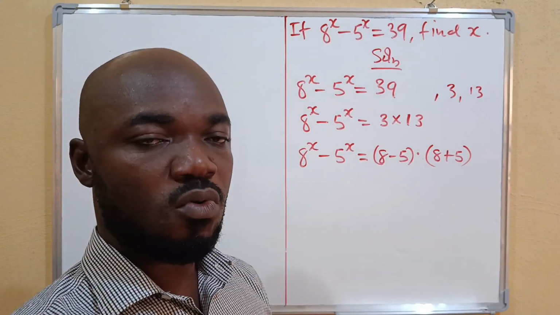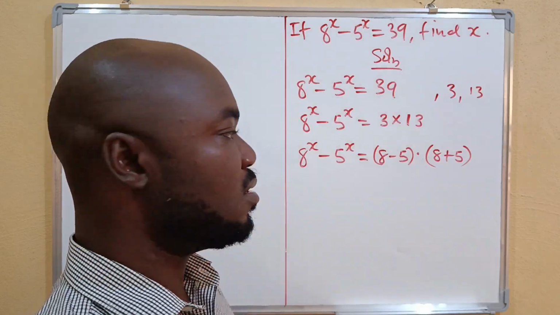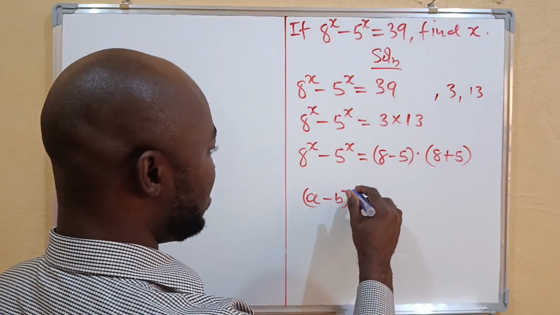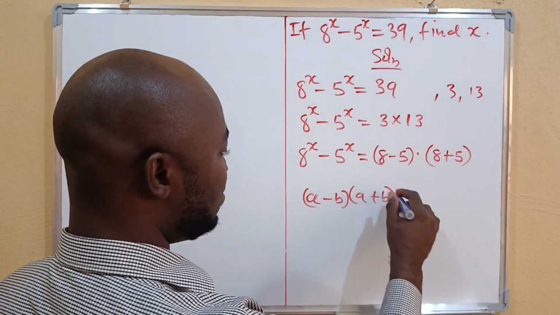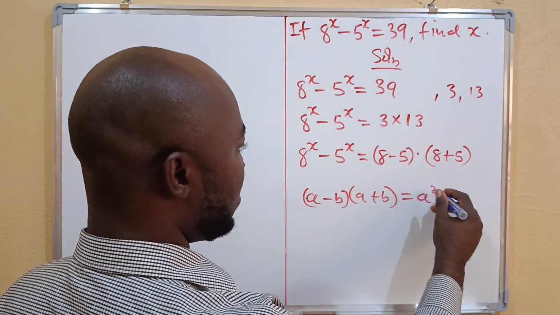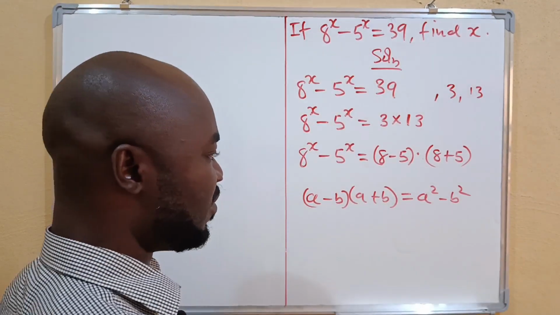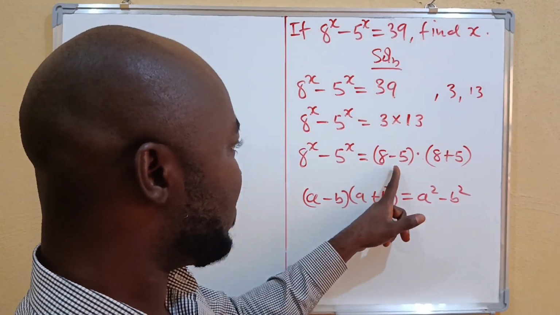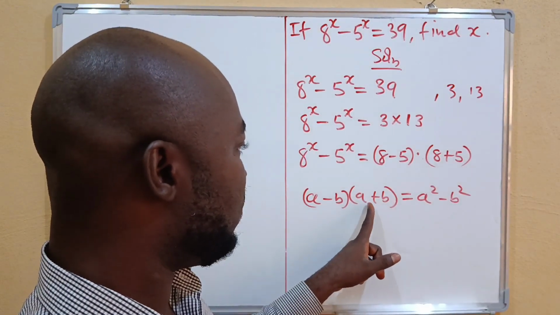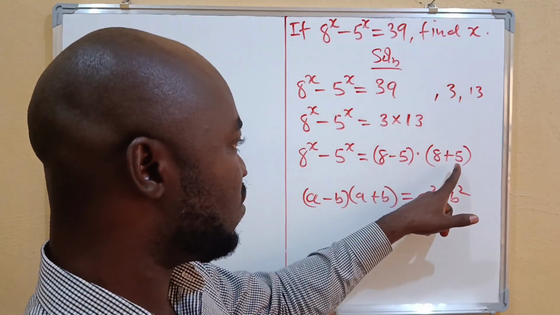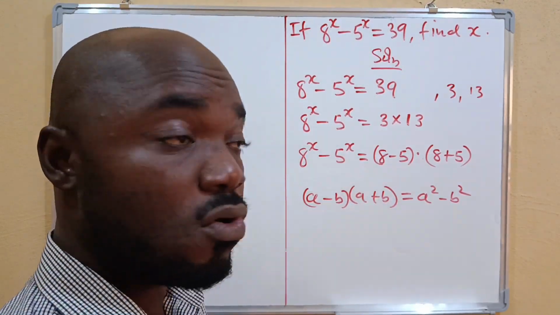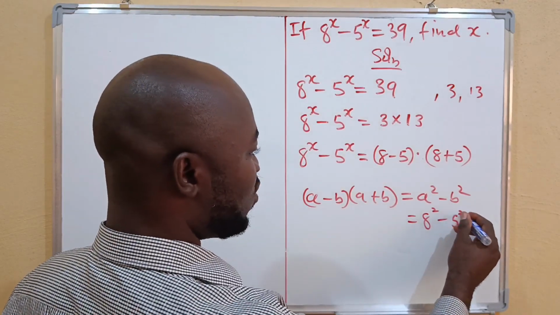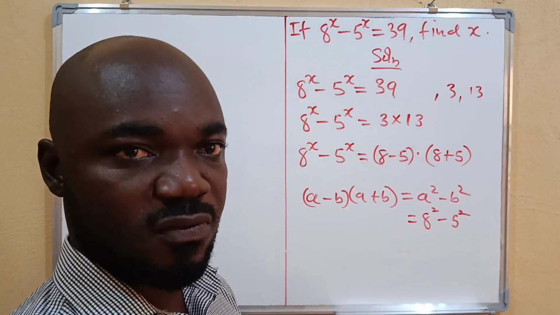Now in mathematics, there is what we call difference of two squares, which means if I have a minus b and a plus b, it is going to be a square minus b square. So if you look at this now, I have a minus b, 8 minus 5, and I have a plus b, which is 8 plus 5, which means my result is going to be 8 square minus 5 square. That becomes difference of two squares.